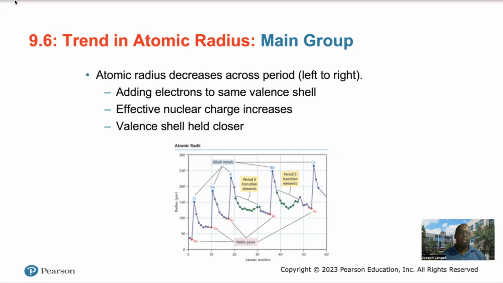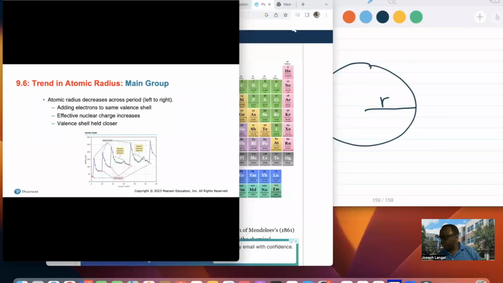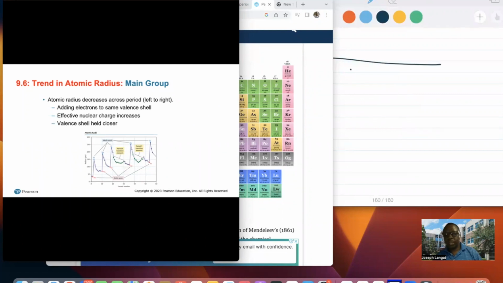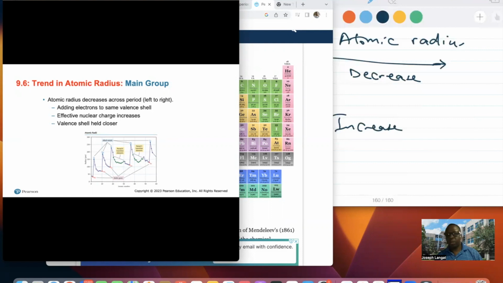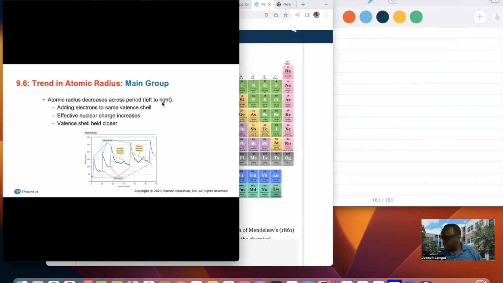So here is what's happening. You should visualize this for each group. Atomic radius decreases as you go from left to right, and it increases as you go down a group. The reason is that as you add electrons to the same shell as you move across, the effective nuclear charge increases, which shrinks the atoms. In other words, moving across.